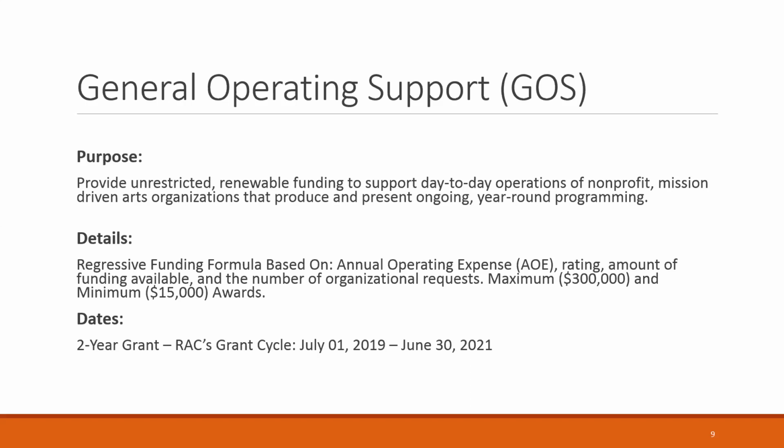We have our general operating support. And general operating support provides unrestricted renewable funding to support the day-to-day operations of our arts organizations. They do have to be mission-specific arts organizations. And this grant category uses a funding formula. It is intentionally a regressive funding formula. And basically what that means is that as an organization gets larger, the percent of their budget that they're able to receive from RAC gets smaller. However, it is an increasing award amount. And as I mentioned earlier, these are 2-year grants.